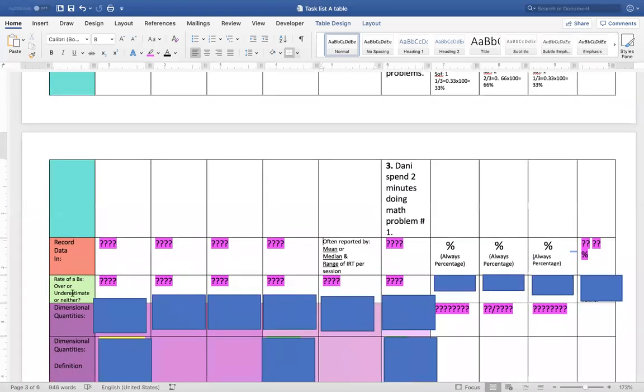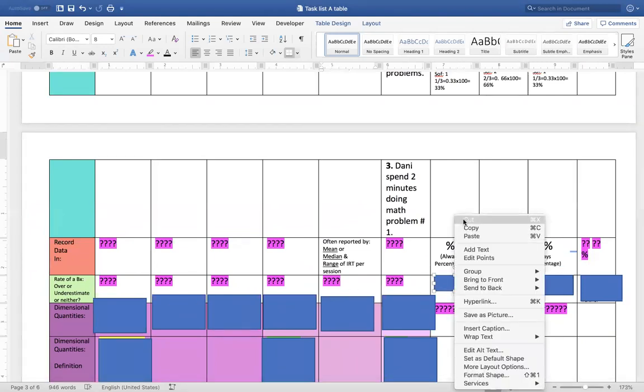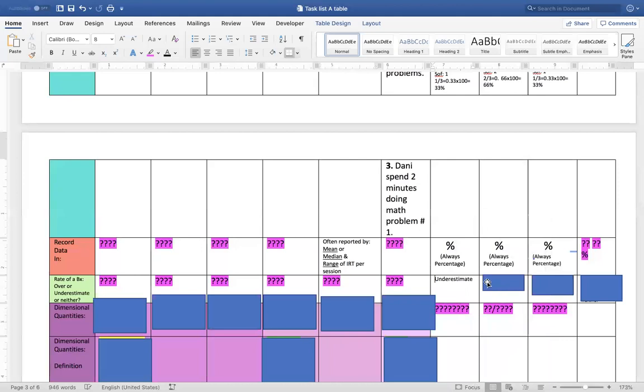The rate of behavior, do we over, under, or neither? Under. Awesome. Okay, how about partial interval recording? Over. Overestimate. Over, good.